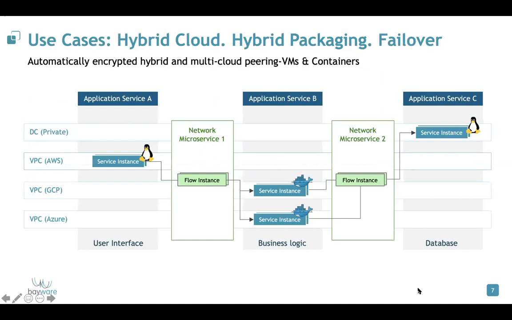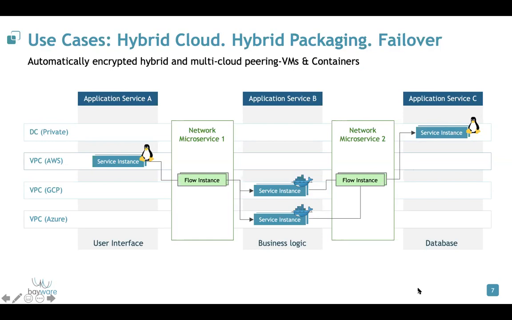So if we go back to the use cases and we look at the three tiers, let's say first we want to enable hybrid cloud. So we'll move our user interface to AWS and the flow instance will instantiate exactly the same way. If we decide we can break our application monolith into multiple elements of business logic, and let's say we put them in containers, again, since it runs on Linux, it'll instantiate exactly the same way.